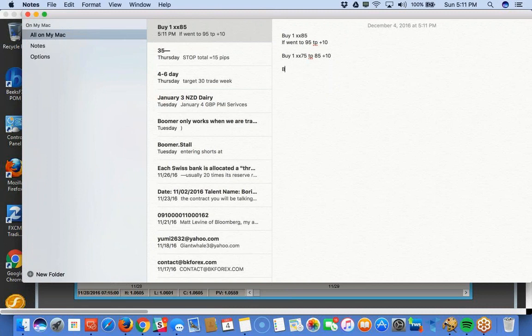So then, if things got even worse, we would buy at 65. But in this case, we would buy 2 units at 65, right? And then we would TP at 75 for 10. So what would be the end result? If we TP at 75, we'd make 20 points on the 65s, make 0 points on the 75s, and we would lose 10 points on the 85s, right? So overall, we would still make 10 points, right?